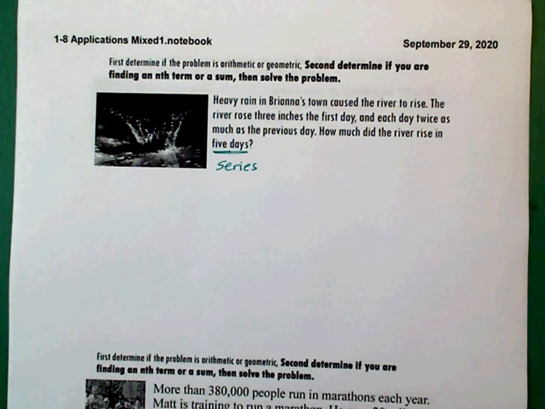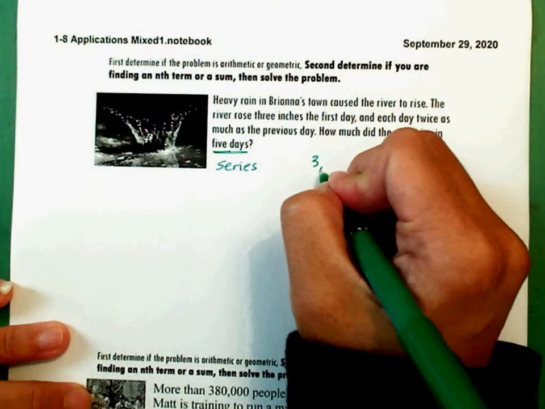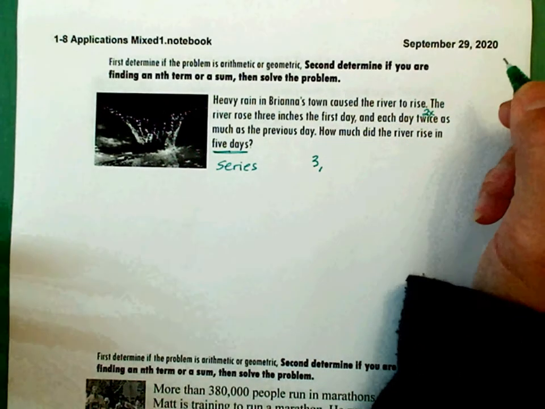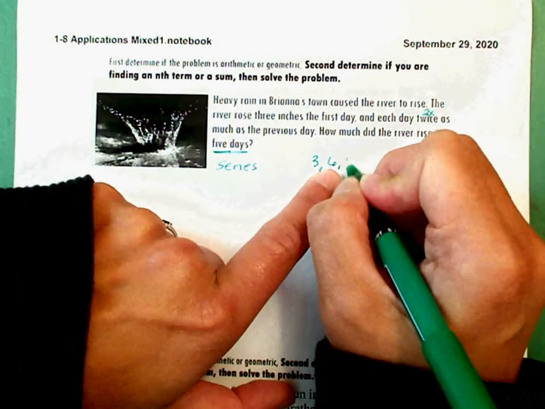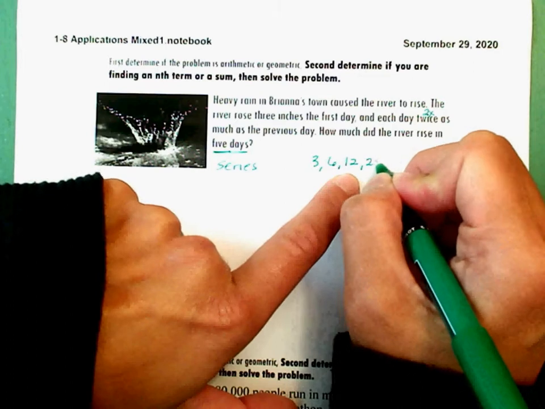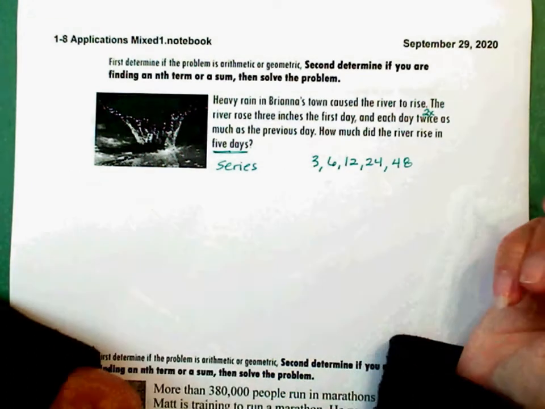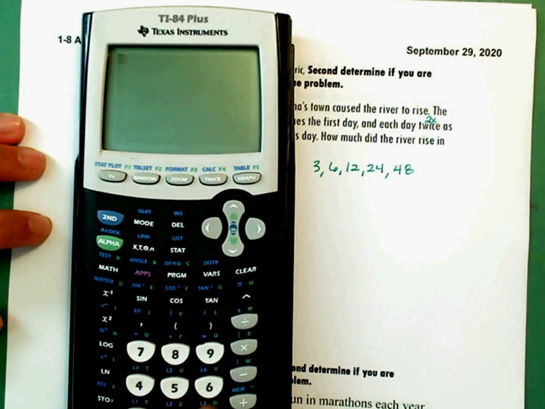So the first day it rose 3 inches. And each day, twice, is times 2 as much as the previous day. So 3 times 2 is 6. 6 times 2 is 12. 12 times 2 is 24. 24 times 2 is 48. And you can just do that on your calculator. Okay? Watch. 3 times 2 times 2 times 2 times 2. See, just like that. All right?